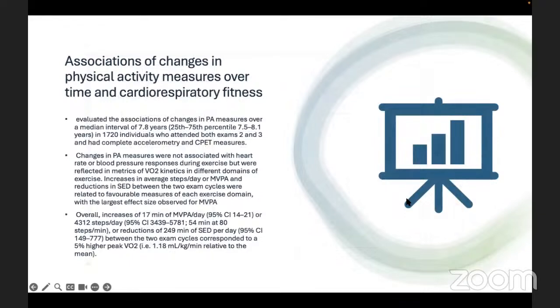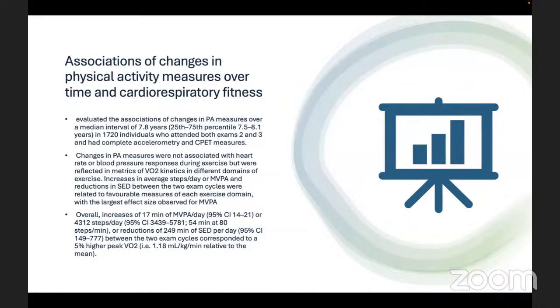So the other component of the study is the association of changes in physical activity measures over time and cardiorespiratory fitness. And all these statistics evaluated the association of changes in physical activity measures over a median interval of almost 8 years, in almost 1,700 individuals who attended both exams 2 and 3 and had complete accelerometry and CPET measures. So the changes in the physical activity measures were not associated with heart rate or blood pressure responses during exercise, but were reflected in the metrics of the VO2 kinetics in different domains of exercise.